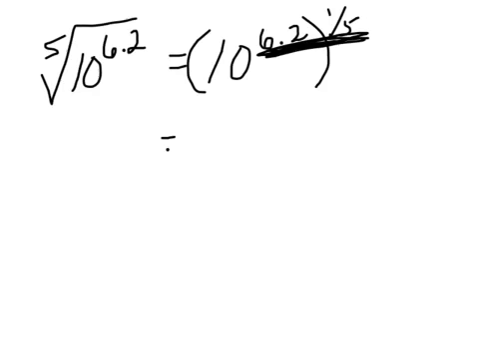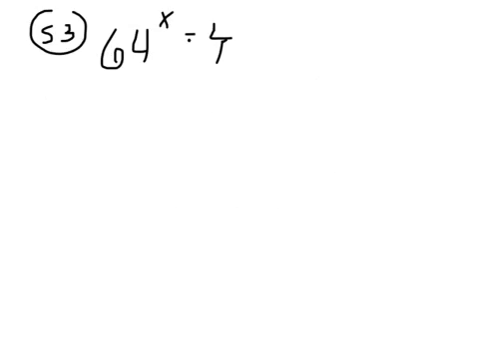6.2 times 1/5 is the same thing as 6.2 divided by 5, and I put the wrong thing in my calculator. We get 1.24. This is 10 to the 1.24 power, and we're done.